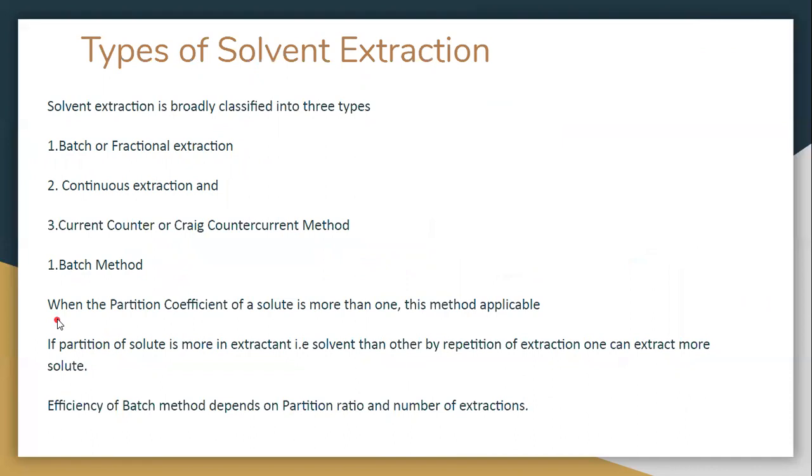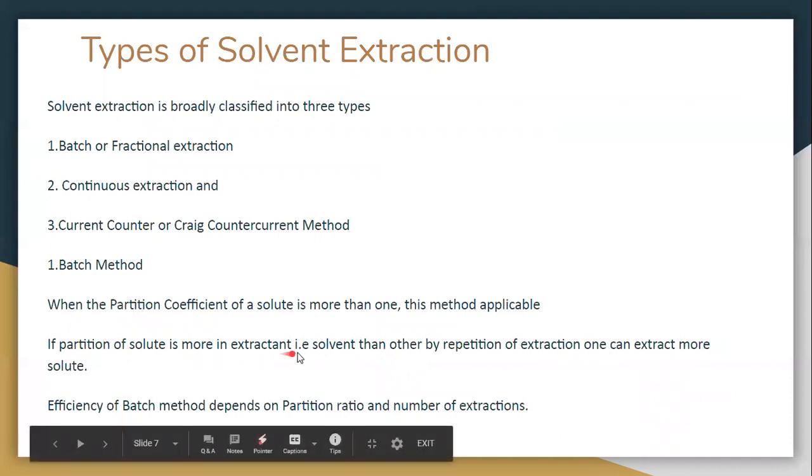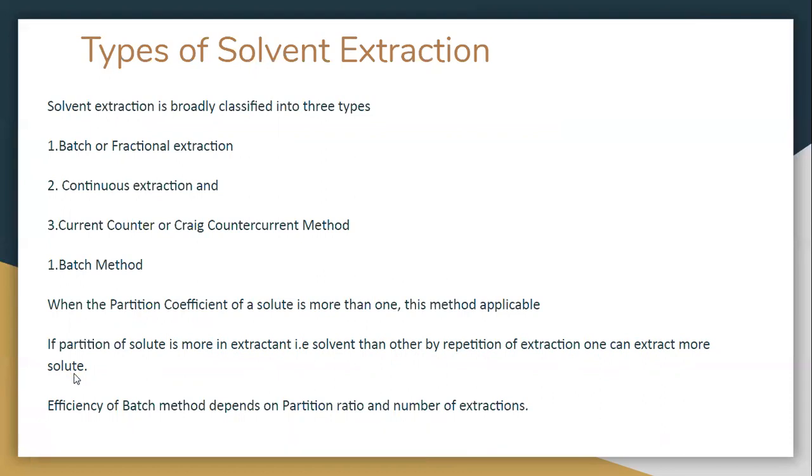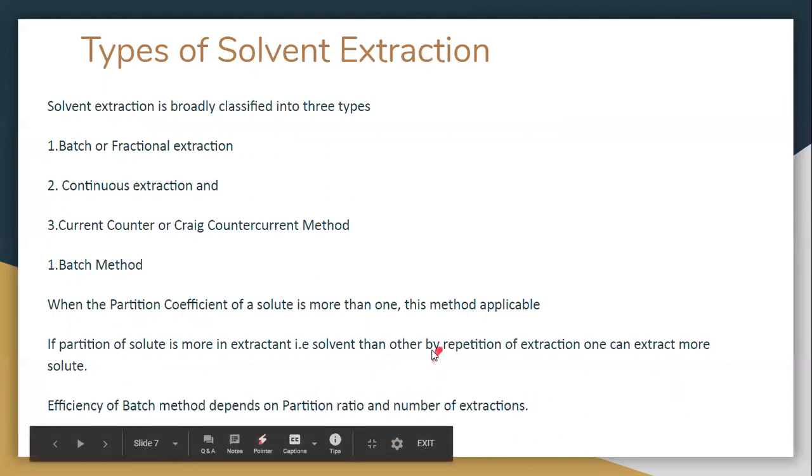So look at the first part. When the partition coefficient of a solute is more than 1, then this method is applicable. So we adopt this when the Kd value is more than 1. If the partition of solute is more in the extractant, that is the solvent, than in the other solvent, then by repeating the extraction, one can get more solute. So what it means is, if you want to extract more solute from aqueous, how can we do it? By repetition of this, we can extract more solute.